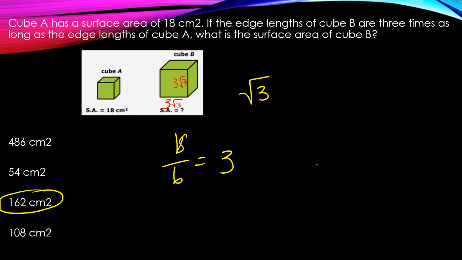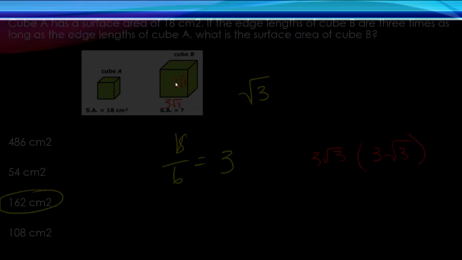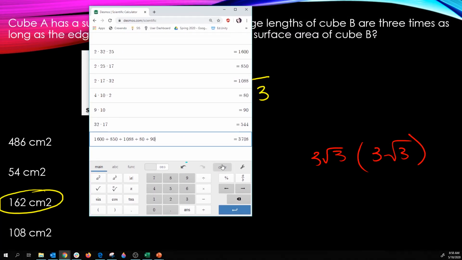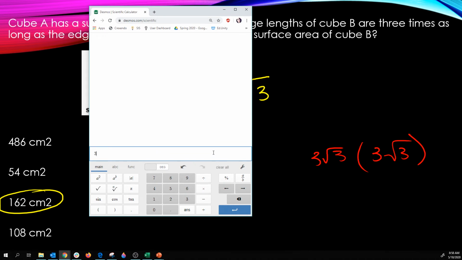Okay, so I would take 3 root 3 and multiply it by 3 root 3 to find the area of one of my faces. And that gives me 27, and then I would take that 27 and multiply it by 6, because there are 6 faces, to get 162.